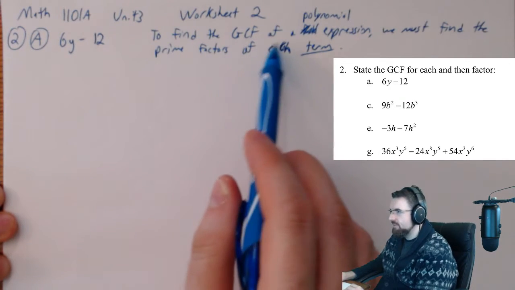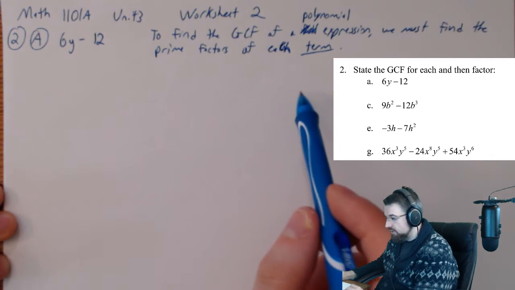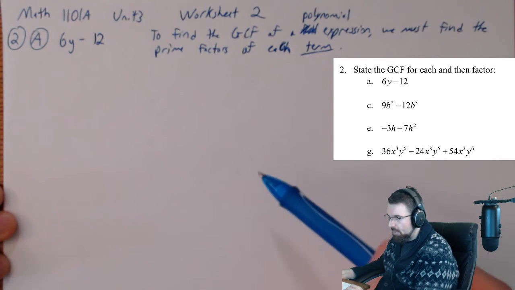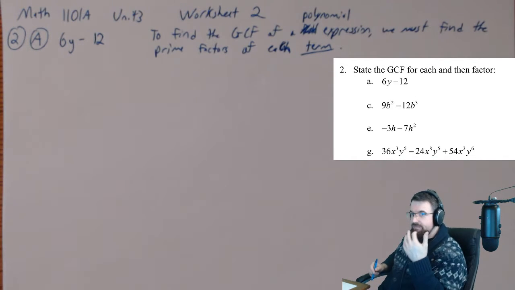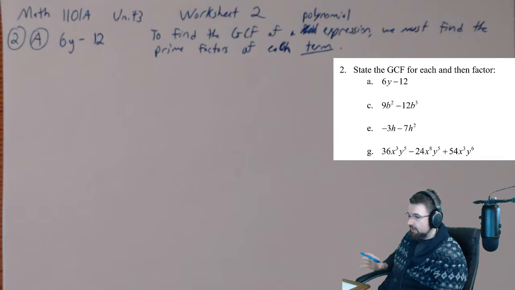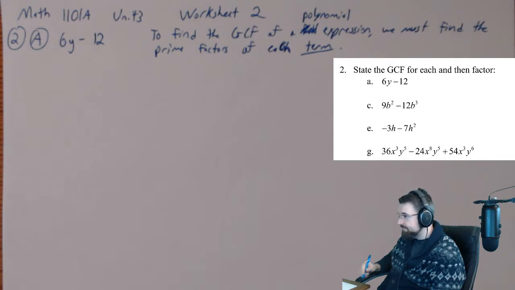So to find the greatest common factor of a polynomial expression, we must find the prime factors of each term. Okay? So what does that mean, the prime factors of each term? Well, strangely enough, in this instance, it's the coefficient, not the variables, that give us the most trouble, because the prime factors of a variable is just the variable. And you'll see what I mean when we get to a question like G in a second.